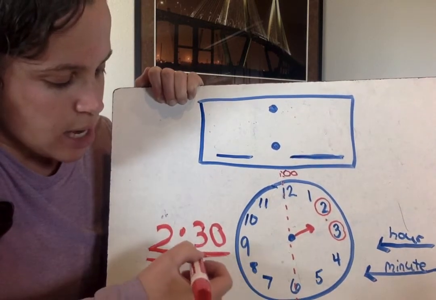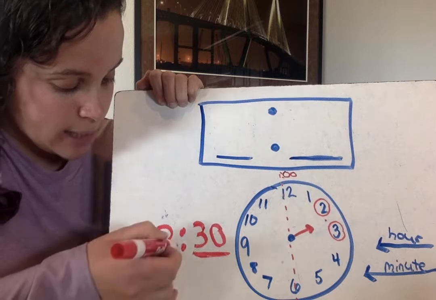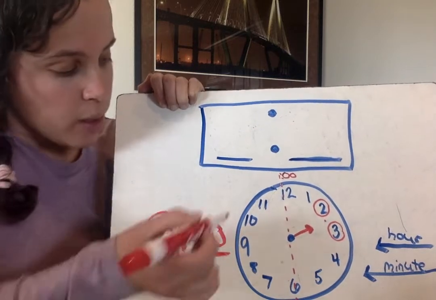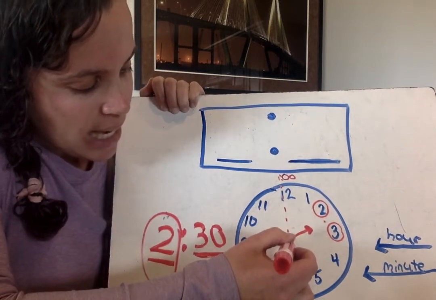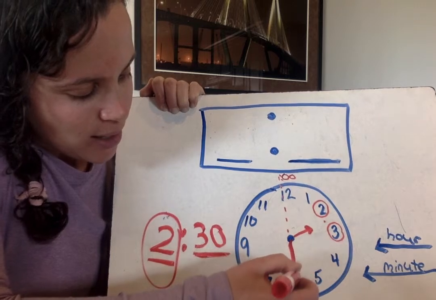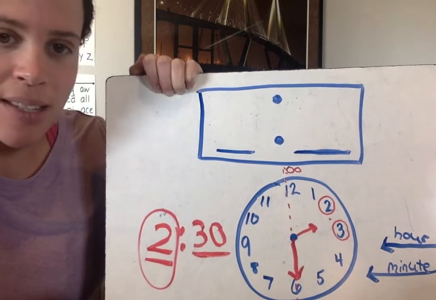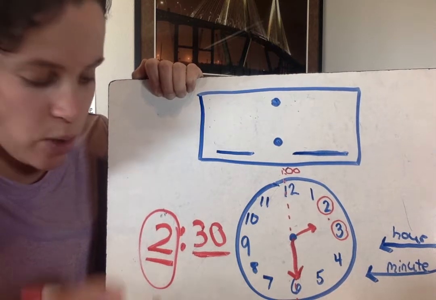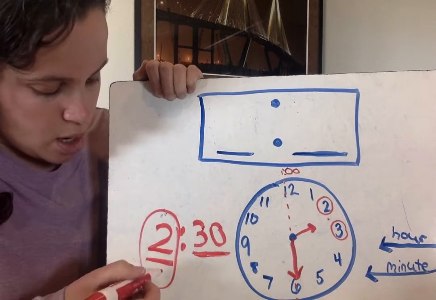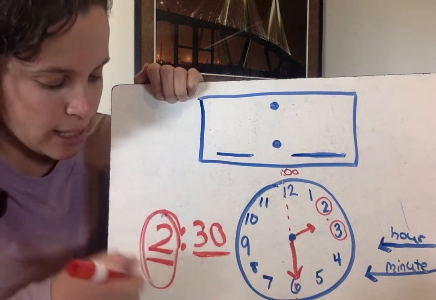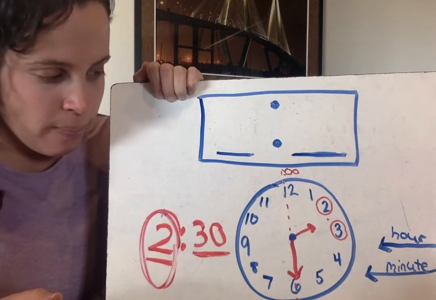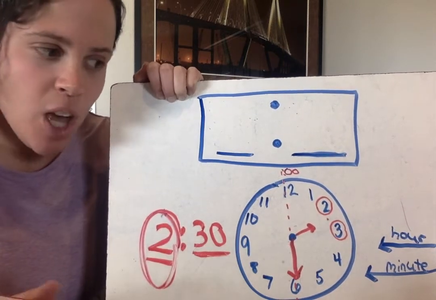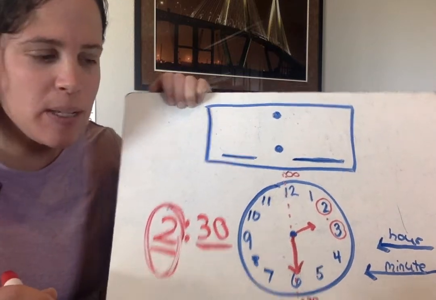And if it's 30, okay, half past 2, your minute hand is always going to be on the 6 if it's 30 or half past, the half hour. Okay, so that is 2:30 or half past, and then look at the hour 2. Okay, so that is what we're going to be doing today.